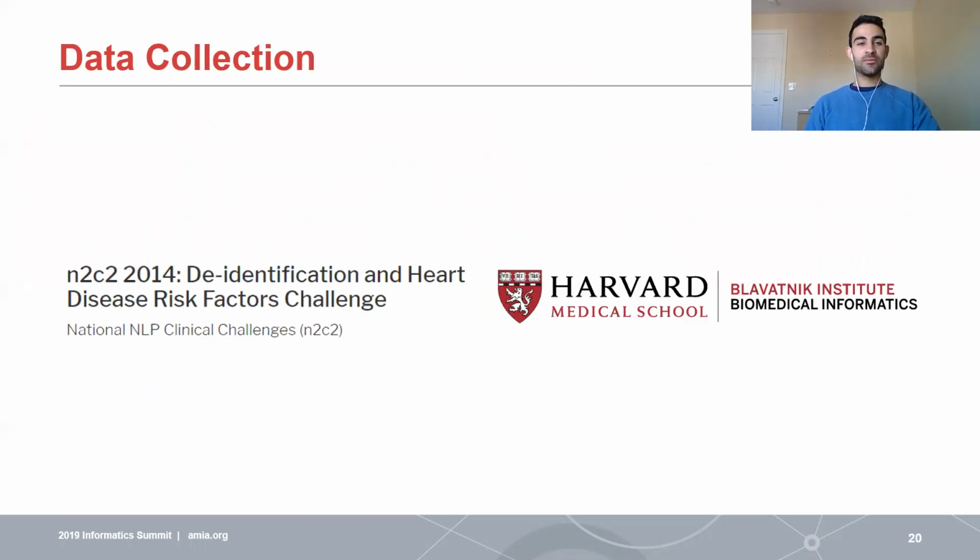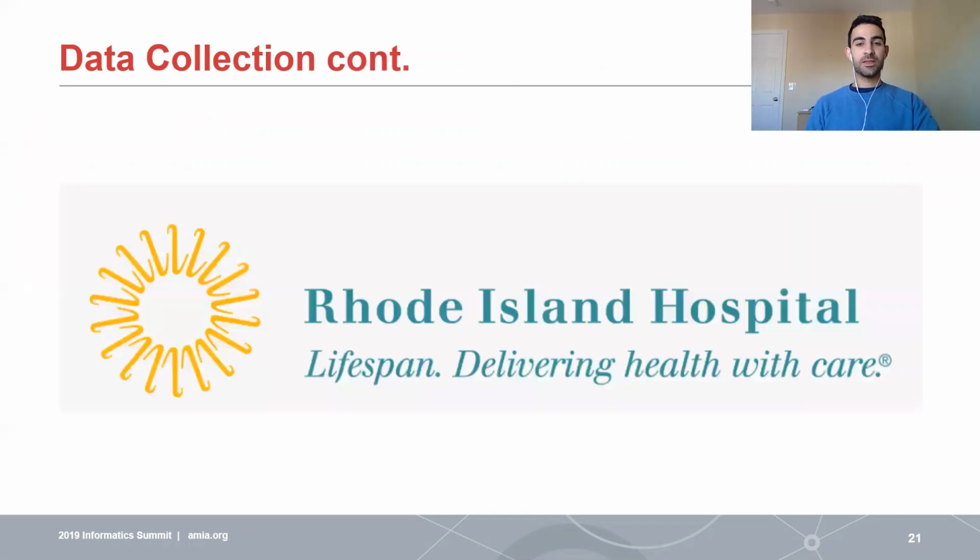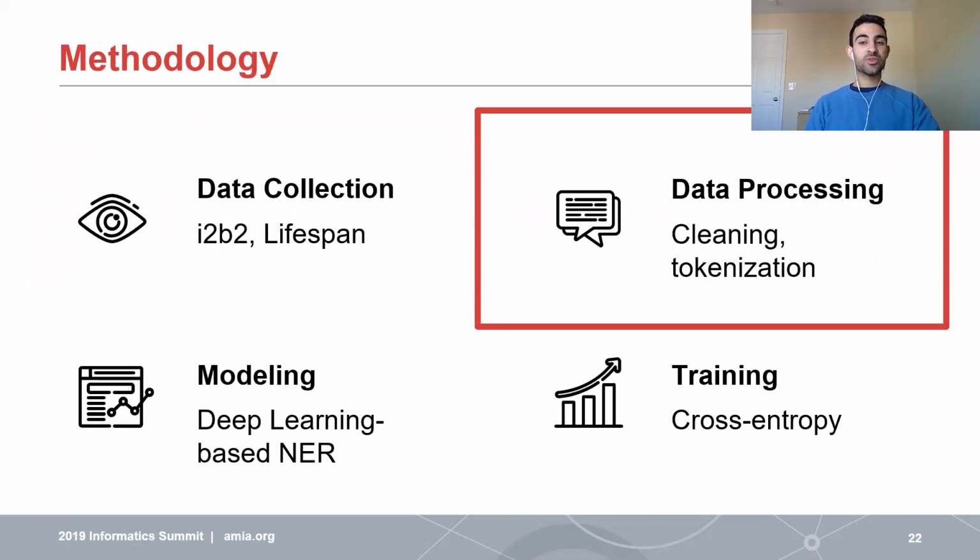First was from the Center of Biomedical Informatics at Harvard Medical School. They provided us with a data set that contains about 1,300 synthetic EHRs that have been manually annotated with PHI. These serve as the data we use to train our models and quantitatively evaluate their performance. However, we were also interested in qualitatively testing our model's generalizability, so we collected real EHR data from Rhode Island Hospital. Our second step was pre-processing.